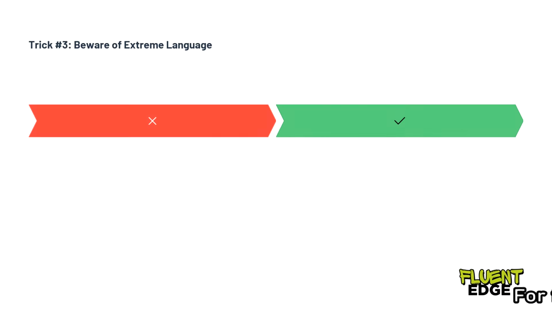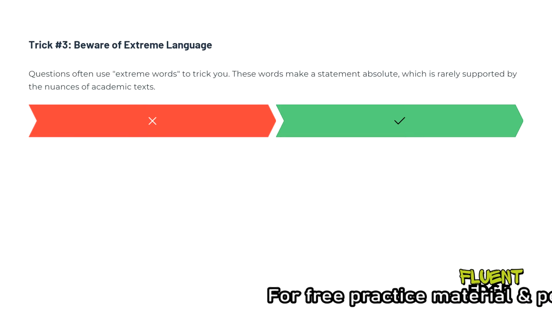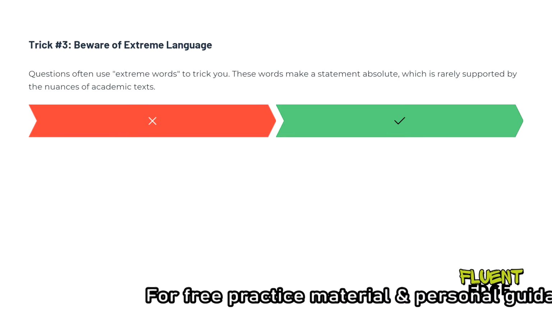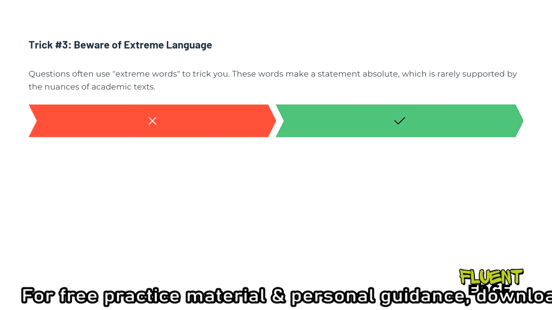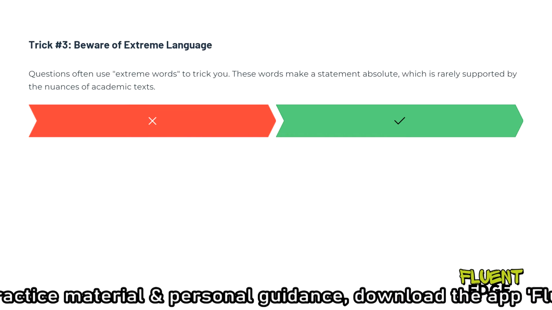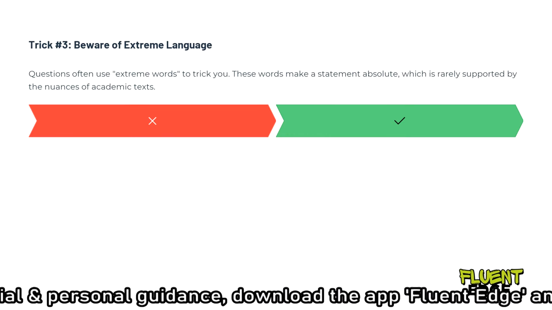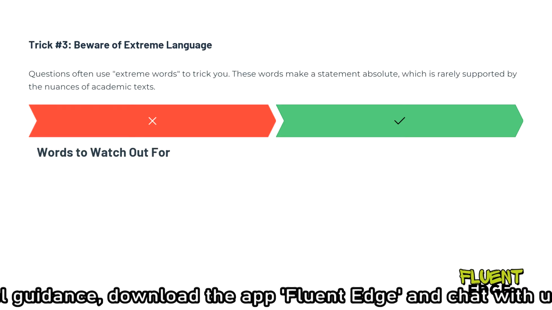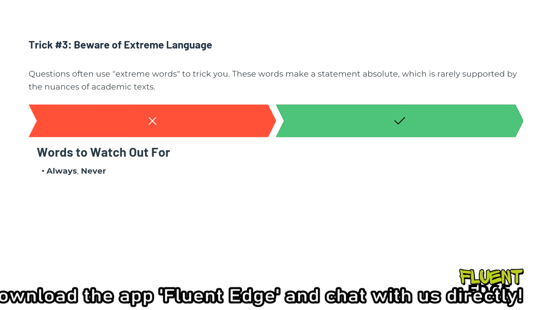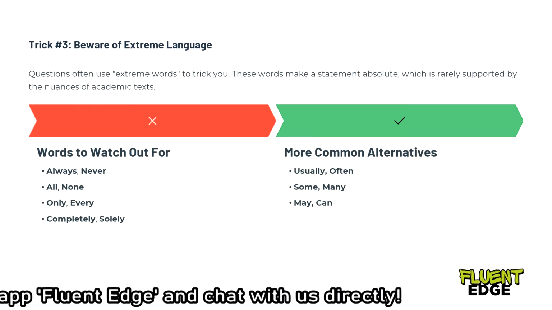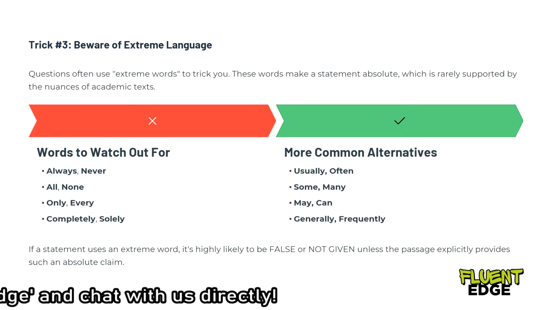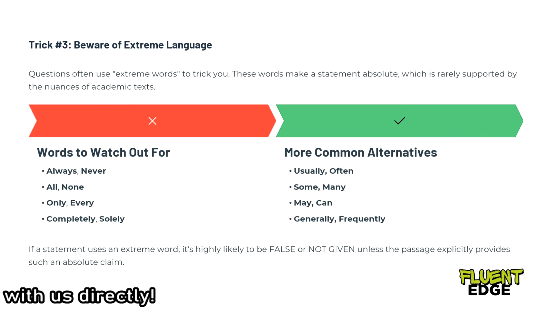Trick number 3. Beware of extreme language. Questions often use extreme words to trick you. These words make a statement absolute, which is rarely supported by the nuances of academic text. Watch out for these words. They are always there just to confuse you. If a statement uses an extreme word, it is highly likely to be false or not given, unless the passage provides such an absolute claim.